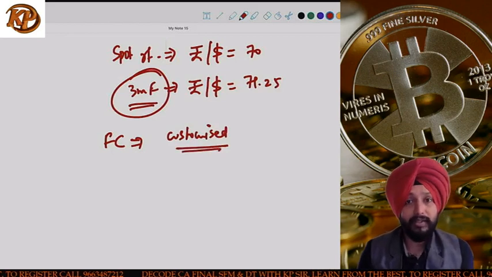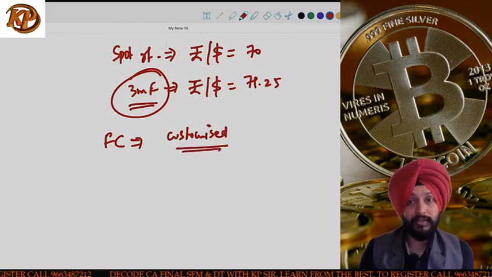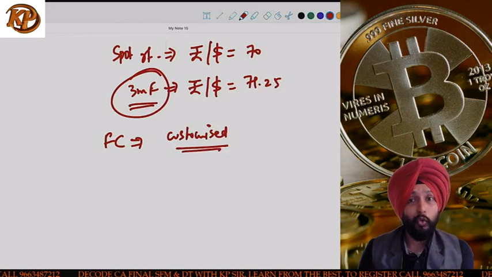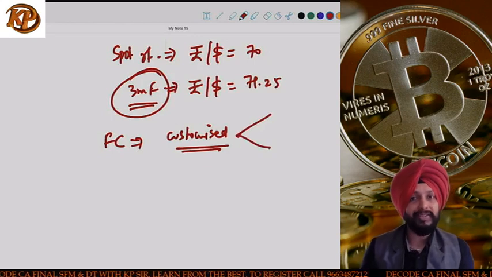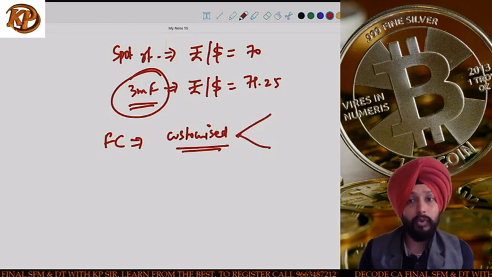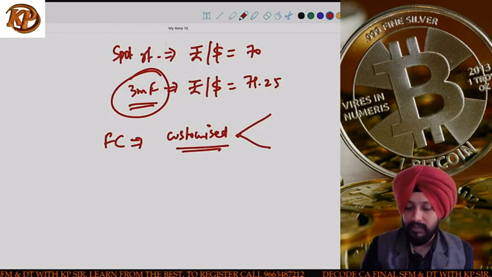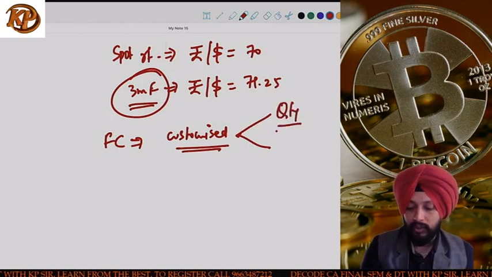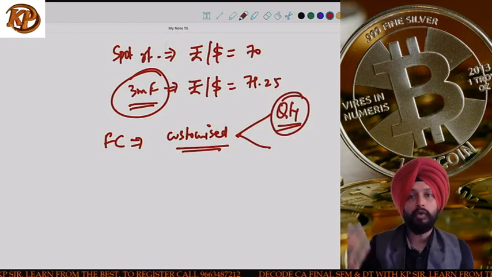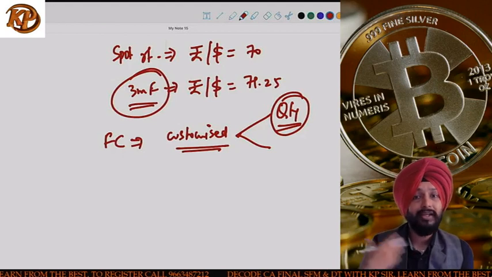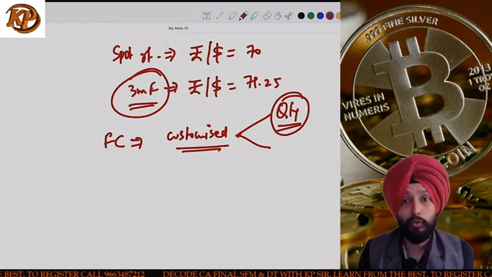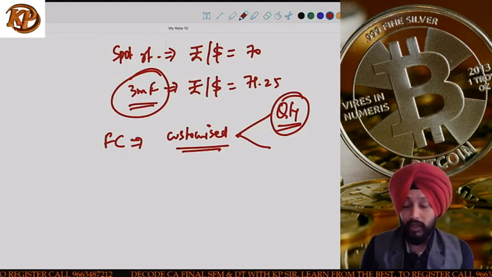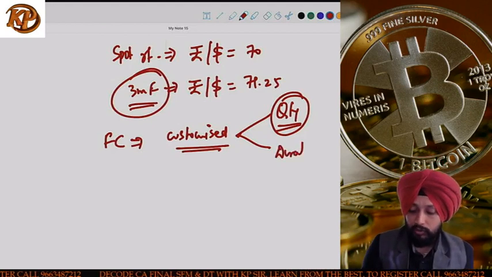Guys, I hope you remember this. This was the most important point of our discussion. Forward contracts are OTC, over the counter instruments, and the best part about forward contracts is they are customized. When we talk about customization, we are talking about two important aspects. One is the quantity. You can take the contract for any amount of currency. Quantity is not defined. There are no lot sizes. You decide how much currency you want to trade in, how much currency you want to hedge. And second is the duration, the maturity.